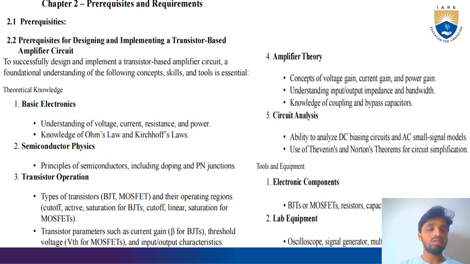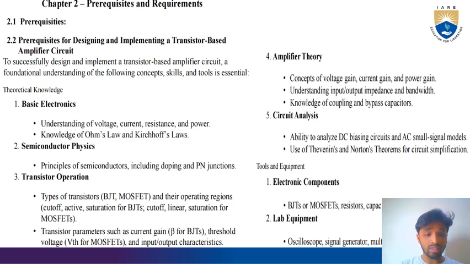In basic electronics, we need understanding of voltage, current, resistance, and power, and also knowledge of Ohm's law and Kirchhoff's law. In semiconductor physics, principles of semiconductors including doping and p-n junctions. In transistor operation, there are types of transistors and their operating regions like cutoff, active, saturation for BJTs, cutoff, linear, saturation for MOSFETs.